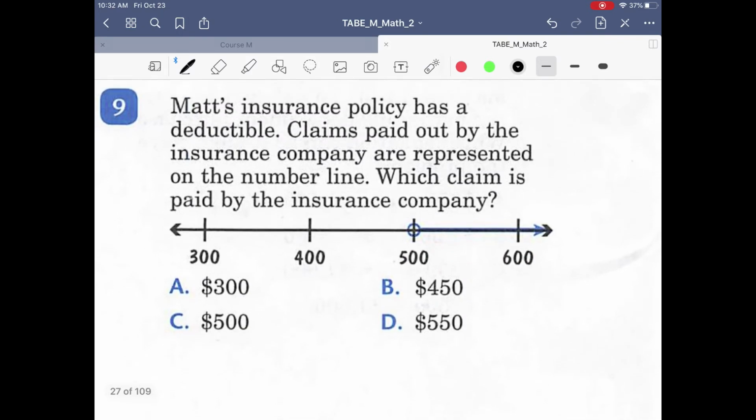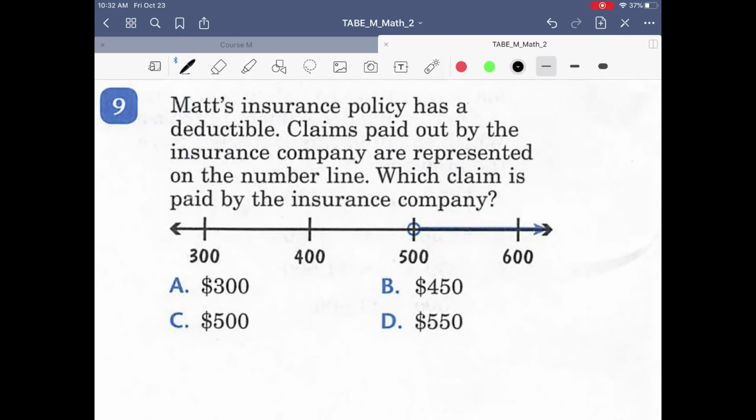Matt's insurance policy has a deductible. Claims paid out by the insurance company are represented by the number line. Which claim is paid by the insurance company? So the insurance company will pay if it is greater than $500. Does not include $500. It has to be more than 500. So we are talking about D. Has to be bigger than 500, and this one would sit right in there.